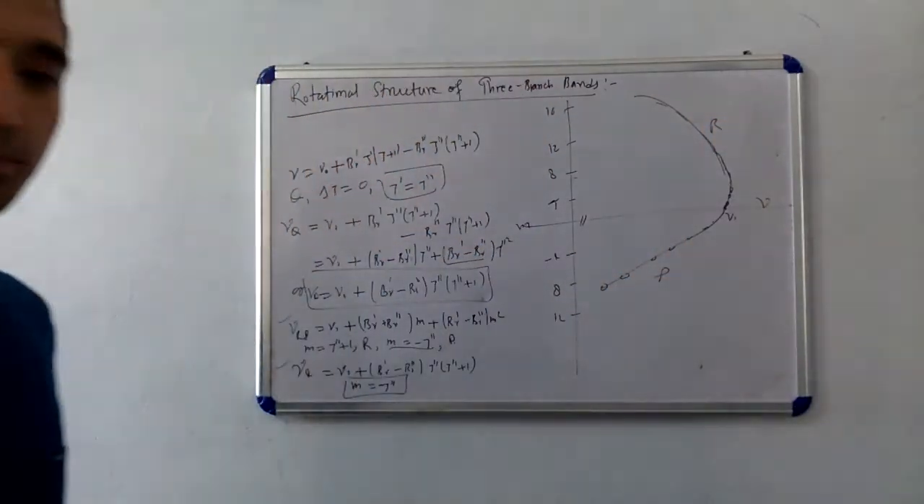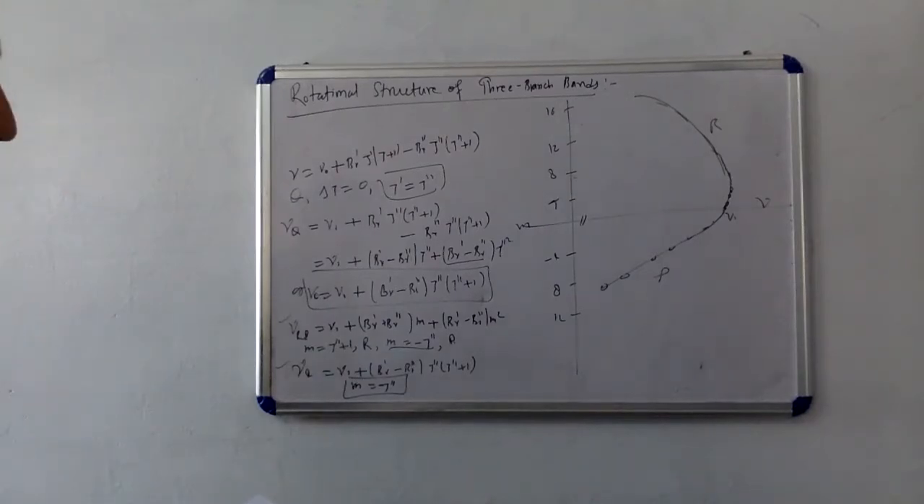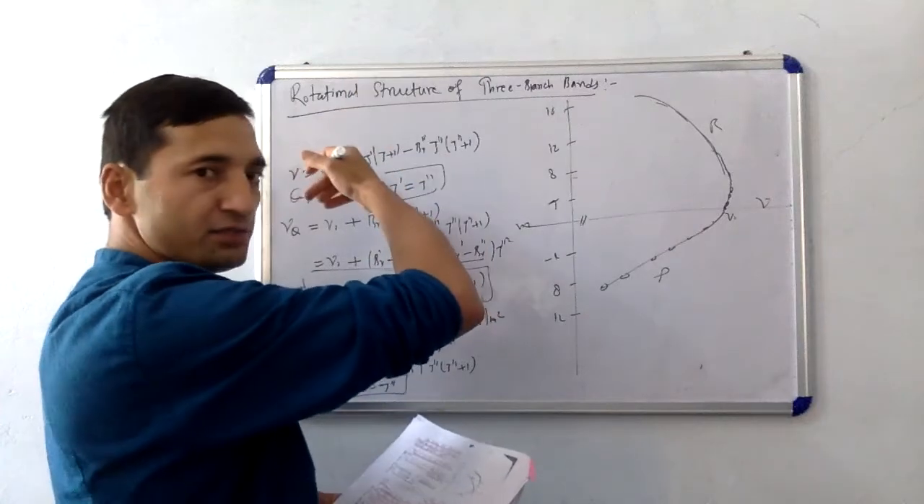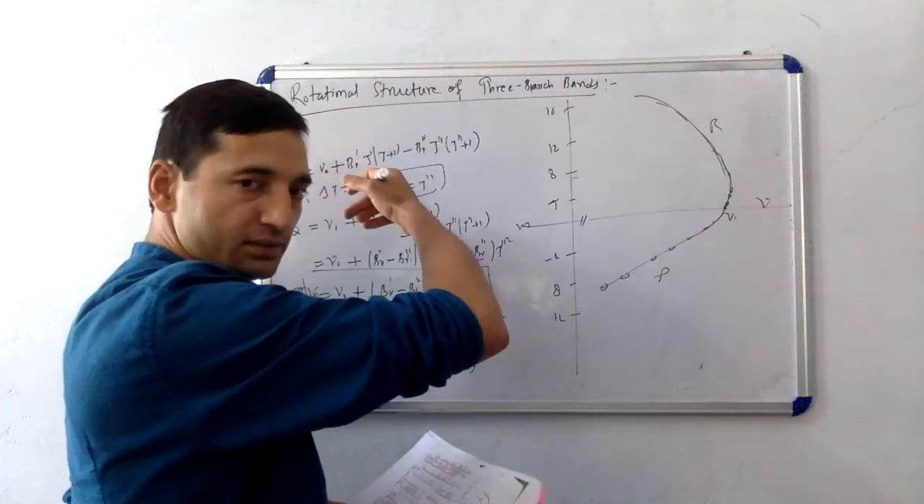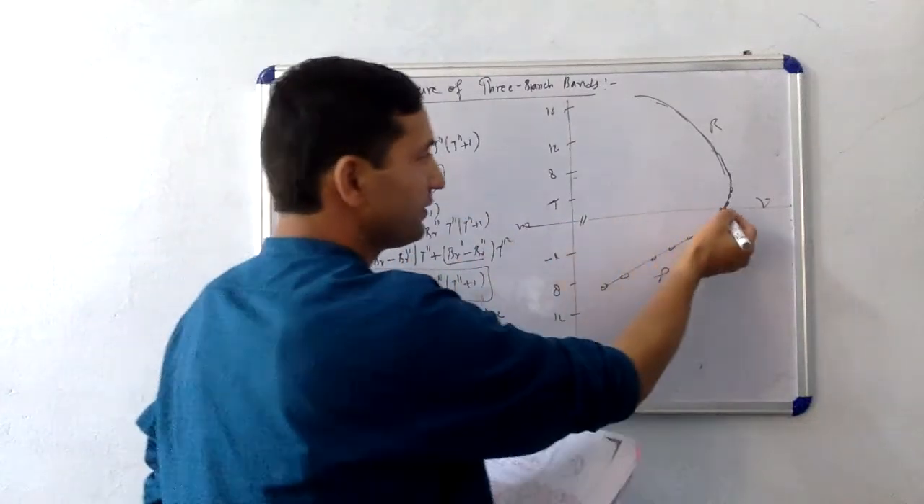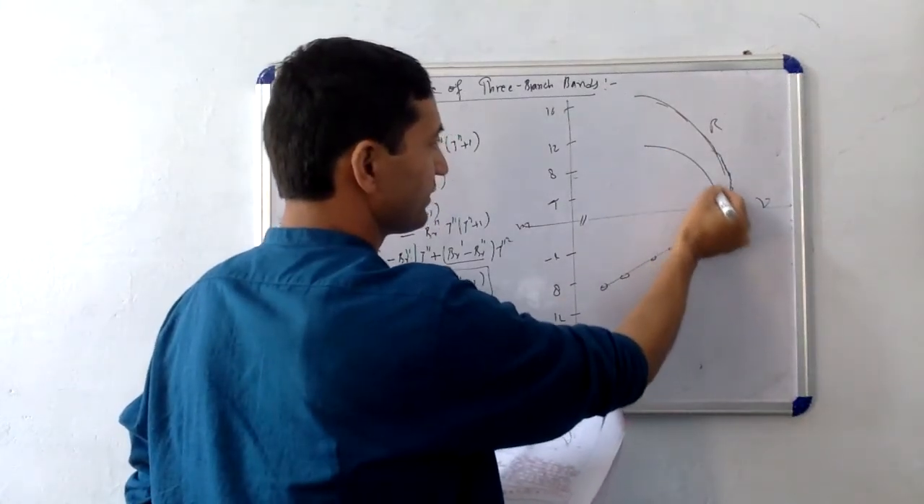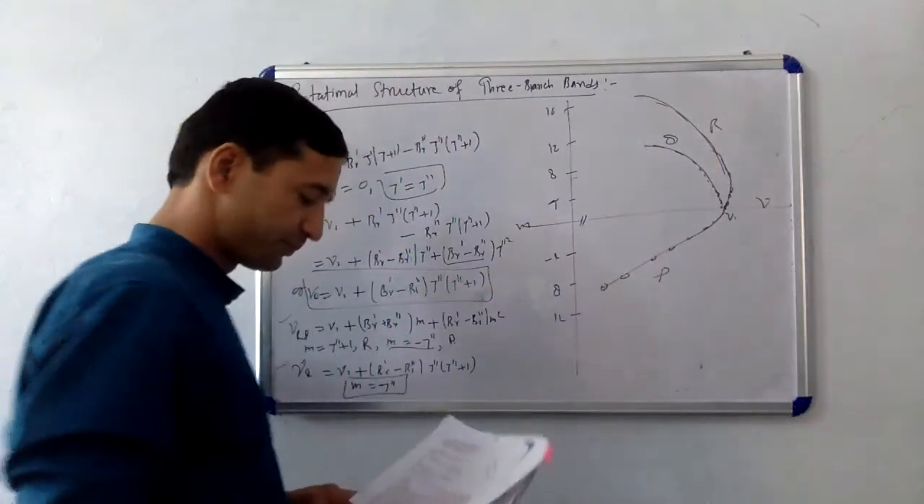Now in the case of the Q, it is originating from here, so it is red degraded because this B nu prime minus B nu double prime, I am taking it as a negative, then it will be degrading in this fashion. So we have very near, then this is Q.